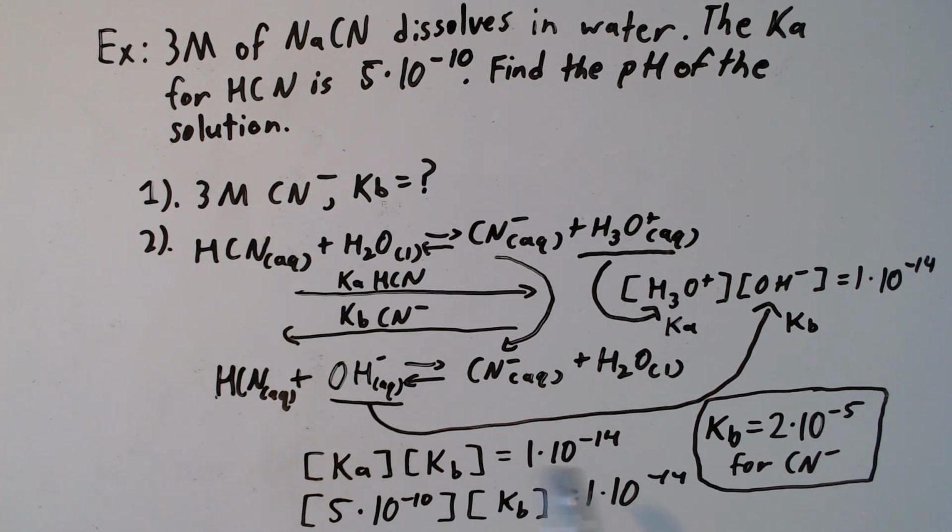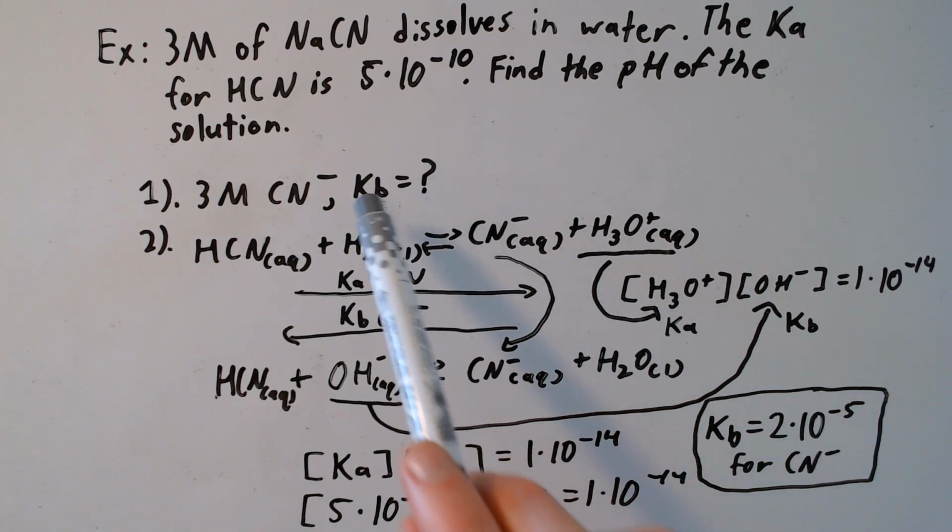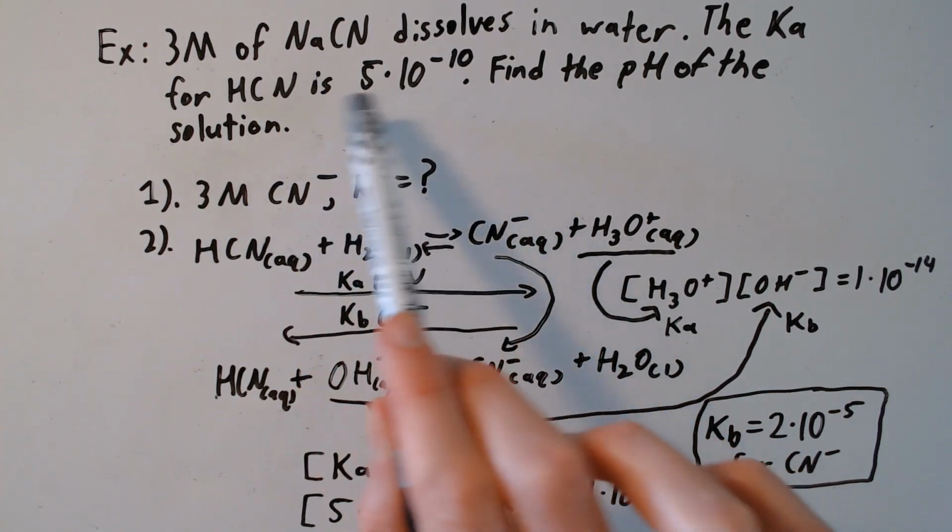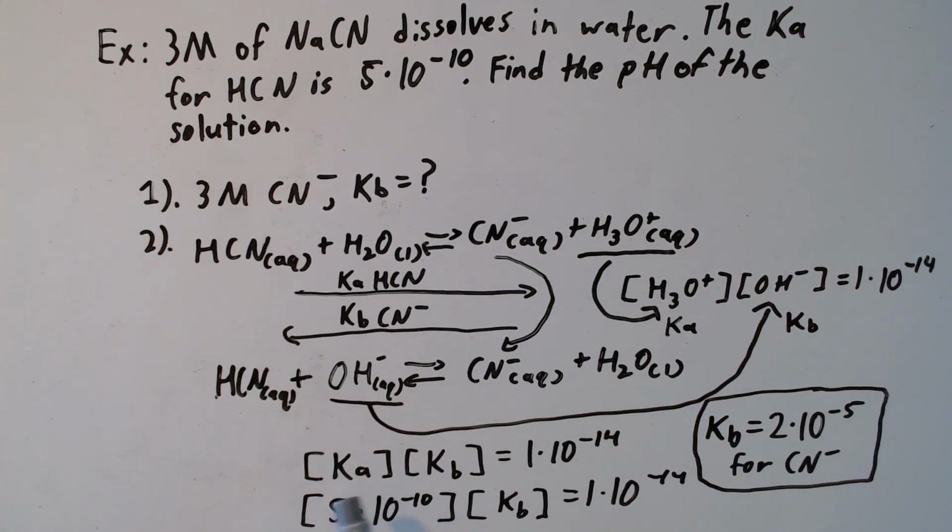Now that we know that there is this relationship between the Ka and the Kb, we can actually find the Kb for CN- using the Ka for the HCN. So we know that the Ka for HCN is 5 times 10 to the negative 10th, and we do not know the Kb for CN-, but we need to find it. And we know that their product, since they're conjugate acid and base, is equal to 1 times 10 to the negative 14th. Therefore, we can divide 1 times 10 to the negative 14th by 5 times 10 to the negative 10th and find the Kb for CN-. In this case, the answer will be 2 times 10 to the negative 5th.